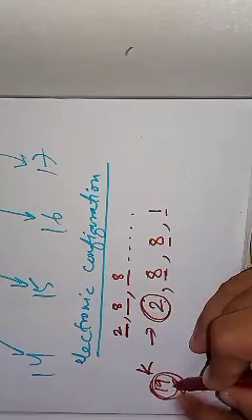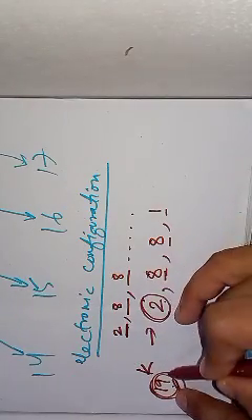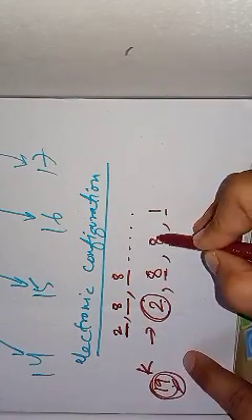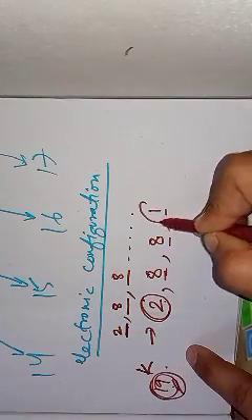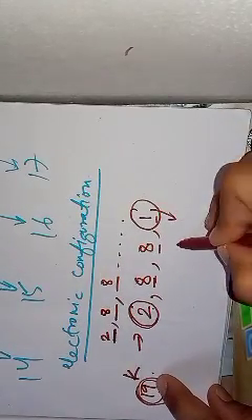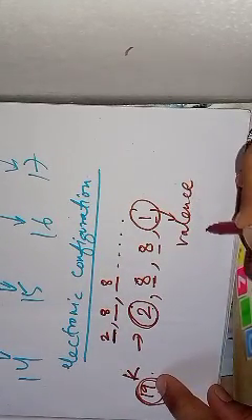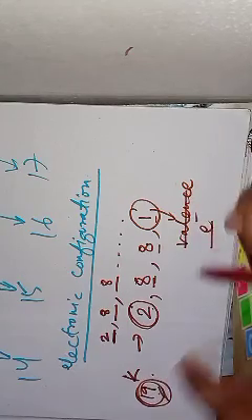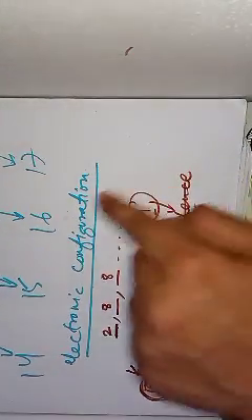2 in the first, 17 left, 8 in the second, 9 left, 8 in the third, 1 left, 1 in the last. So this one is the valence electron. This one is the valence electron. And this is very interesting.